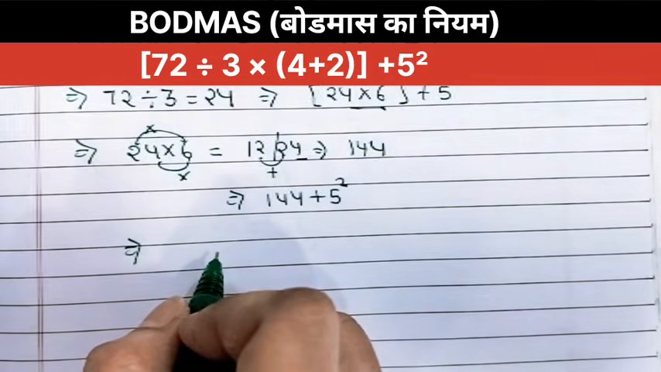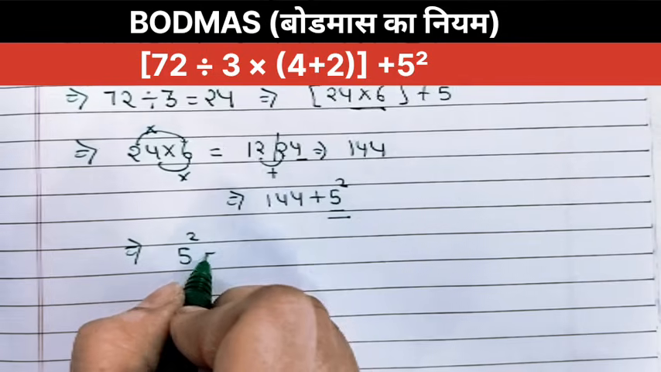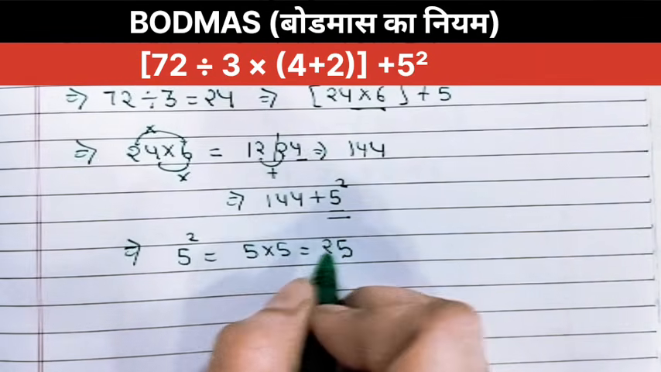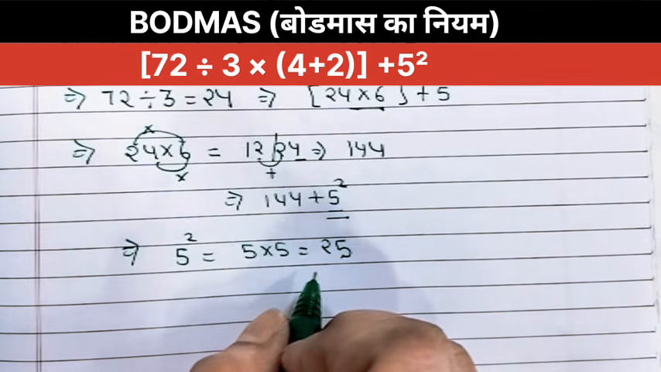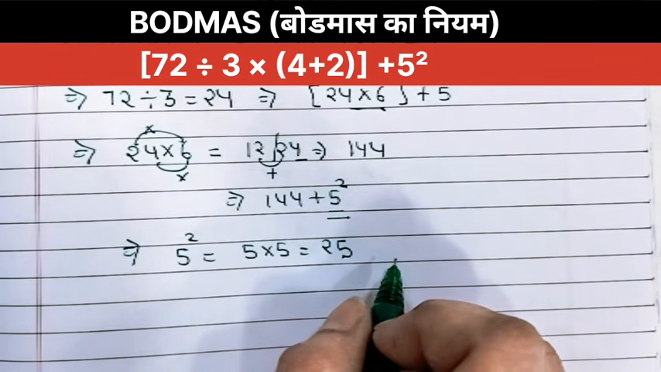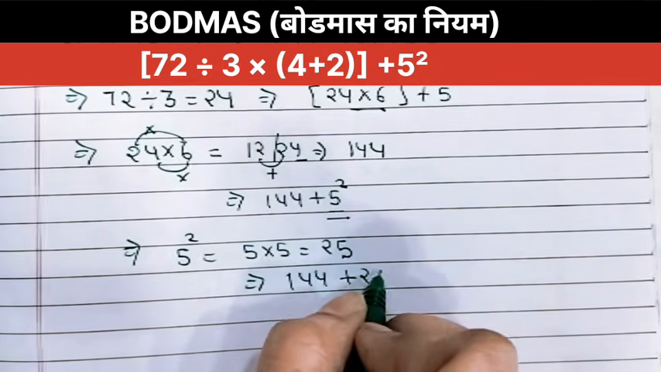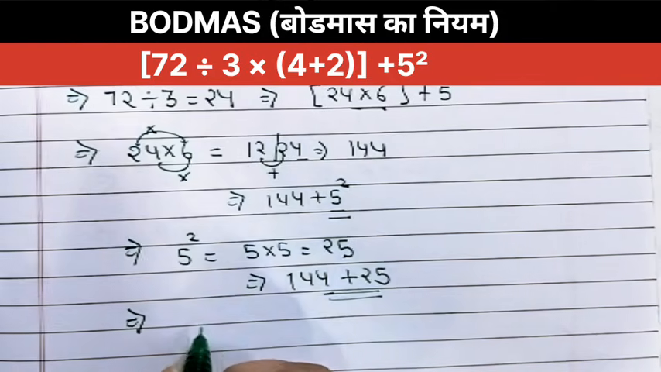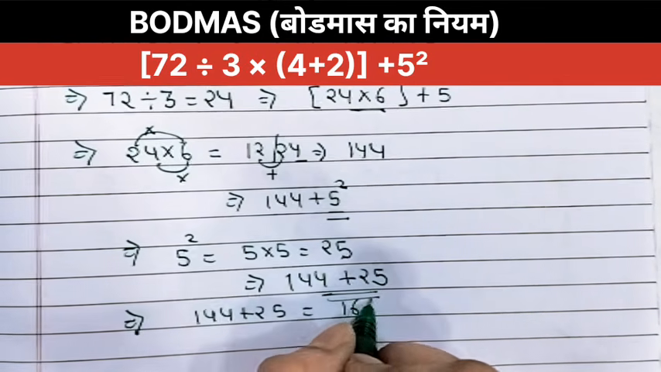Now move to the next step, evaluate the order and exponent. There is a 5 square, simplify this exponent. 5 square is 5 multiplied by 5, which equals 25. According to this step, O in BODMAS stands for order: exponents, power and square roots. That takes priority over the final addition operation. And now the current expression becomes 144 plus 25. Now finally we add the values. Add these two remaining values, 144 plus 25, and we'll get 169 as a result.